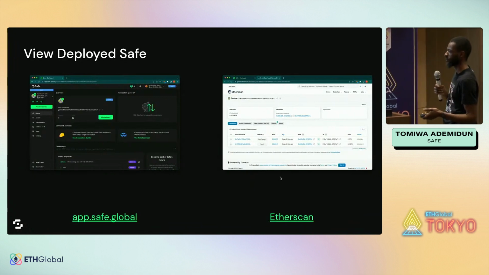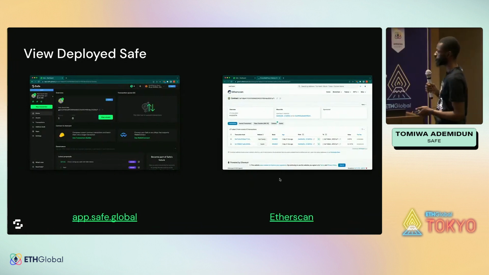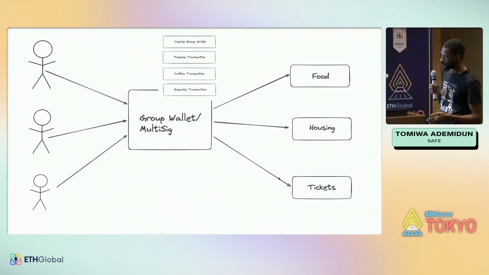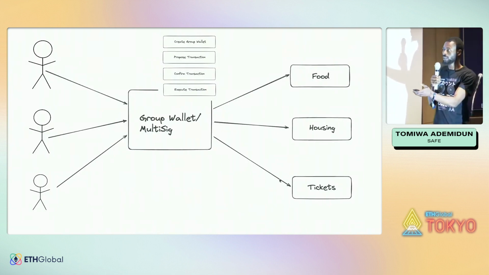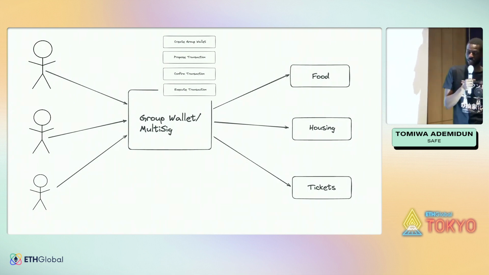So, viewing the deployed Safe, you can check it on the Safe app or on Etherscan. All right, so back to the example. Now we've created our wallet, and now we propose a transaction.